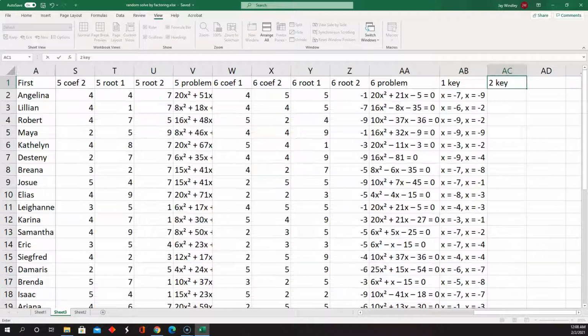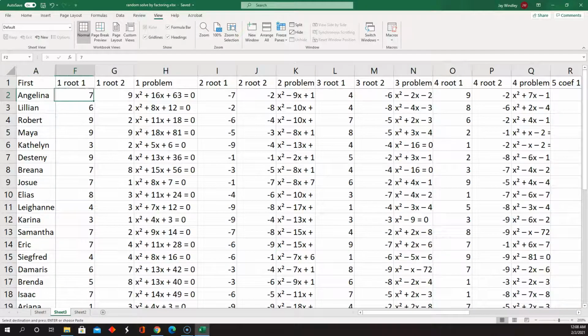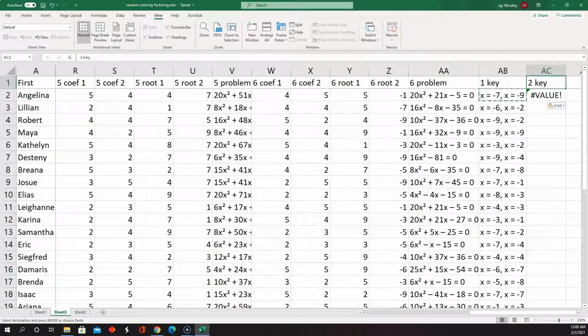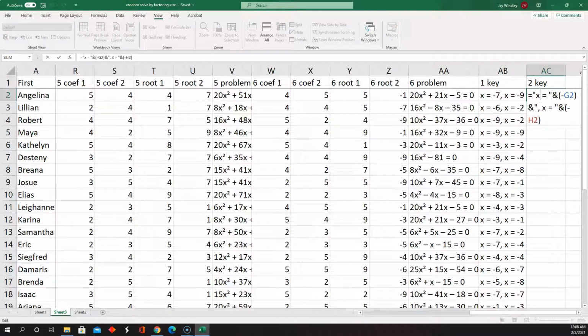So the key for problem 2 is going to look very similar to this. So I'm going to copy and paste, but then I've got to see where those roots are for problem 2. For 2, they're both negative, but they're in I and J. So the key for problem 2 is going to be the negative of what's in I and the negative of what's in J.